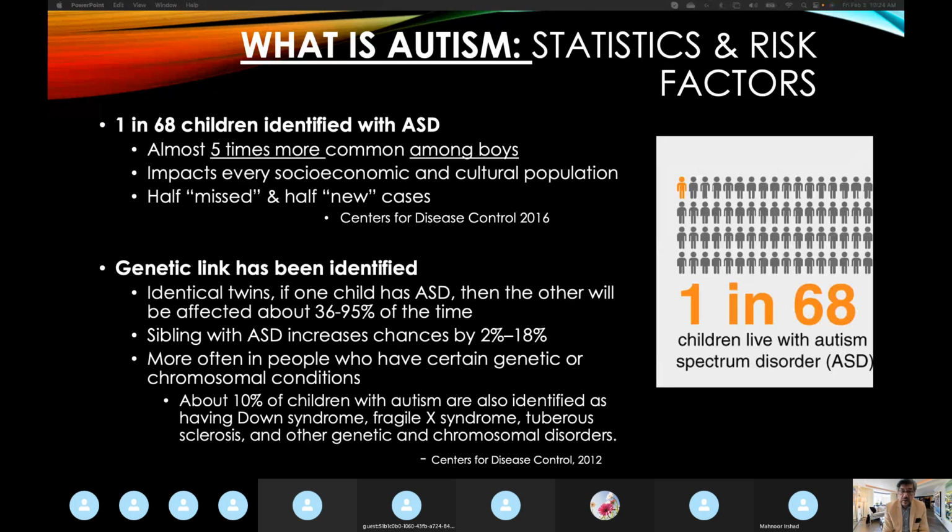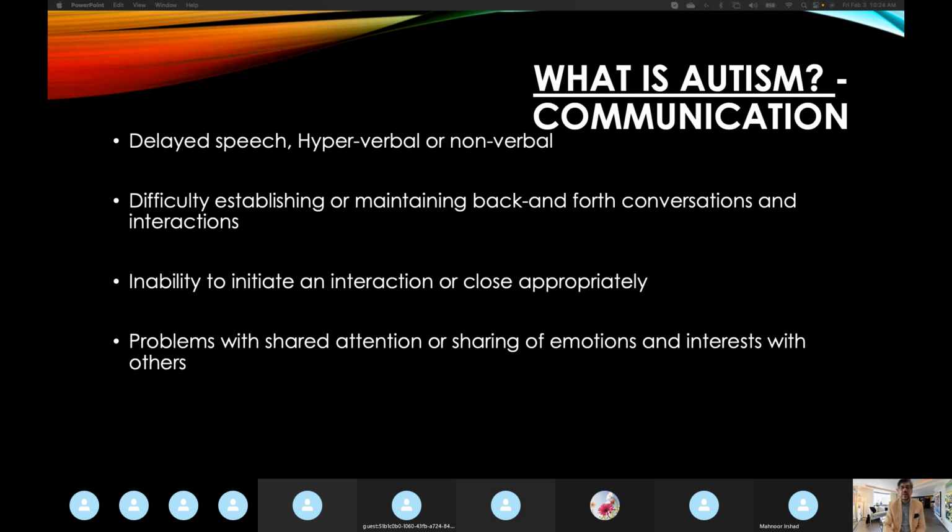10% of children with autism are also identified as having Down syndrome, Fragile X syndrome, tuberous sclerosis, and other genetic and chromosomal disorders. So of the 1.5 out of 100 people presenting with autism, it may not be complete, it could be partial, and of them, 10% will have some genetic abnormalities. So again, it's a big number, and usually these statistics are asked in exam situations as well.